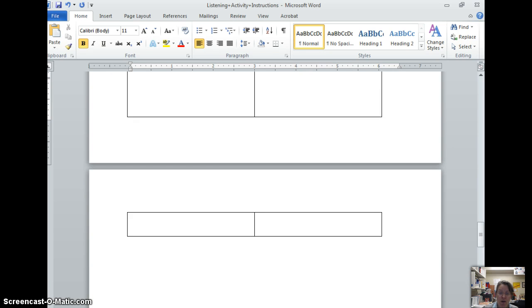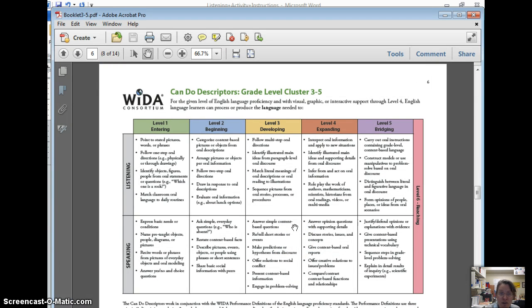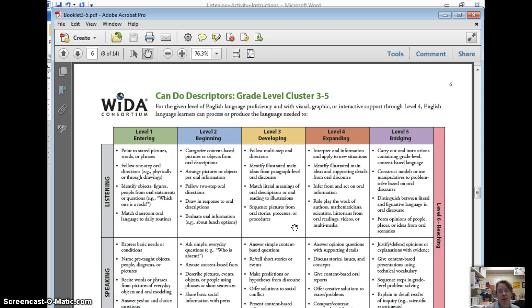Now let me show you the WIDA can-do descriptors. The WIDA can-do descriptors are broken down into several different grade level clusters: pre-K through kindergarten, 1st through 2nd, 3rd through 5th, 6th through 8th, and 9th through 12th. As you can see, the can-do descriptors are broken down into the 4 domains: listening, speaking, and on page 7 you'll see reading and writing.